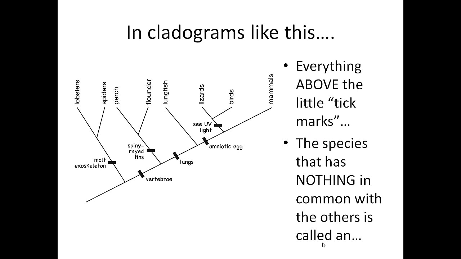In this phylogenetic tree, we actually have two outgroups. We have lobsters and spiders. They don't share any features with all of the organisms here above the vertebrae line.